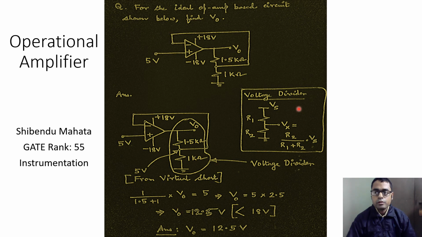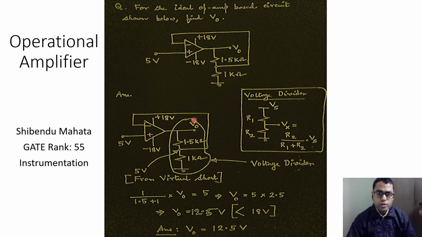Now if we look at our understanding of a voltage divider circuit, if you have a supply of Vs volts, and then there are two resistances R1 and R2, and we are interested in finding the voltage at this node, which is actually the voltage drop across the resistance R2, this is given by R2 divided by R1 plus R2 multiplied by Vs. And so the voltage at this node is equal to Vx.